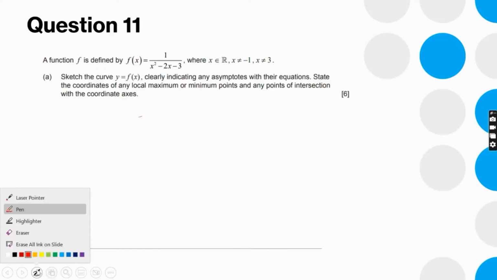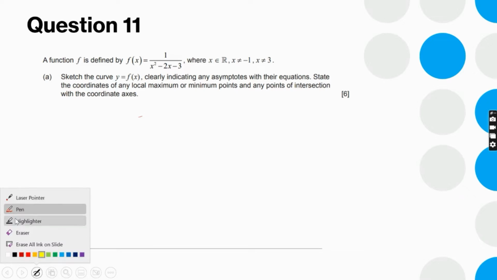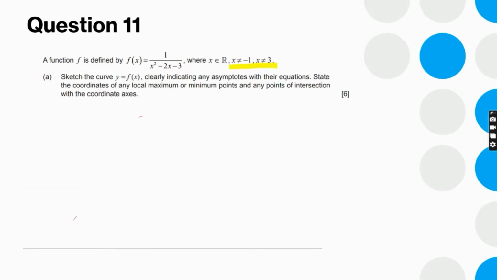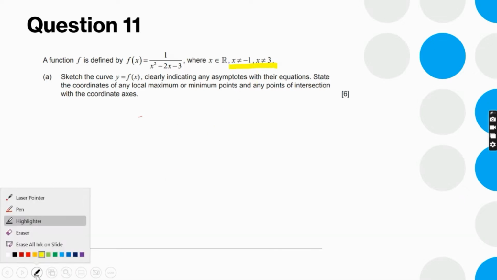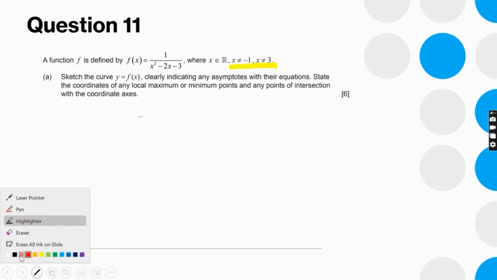I'm required to sketch a graph, and the graph is f of x equals 1 over x squared minus 2x minus 3. I have to indicate asymptotes, maximum and minimum points, or any points of intersection with the coordinate axis. Right, so first of all, we can see in this question, it's already stated that x cannot be equal to -1 or 3. That tells you that the asymptotes lie there, the vertical asymptotes are there.